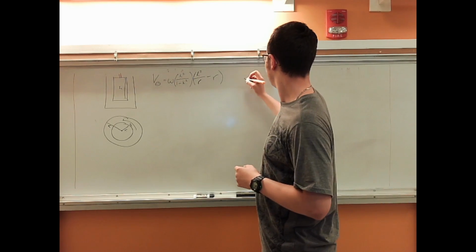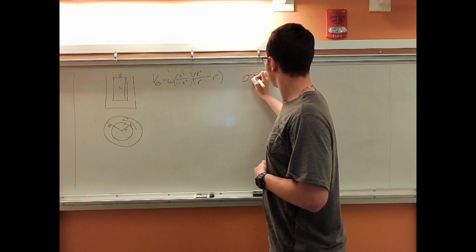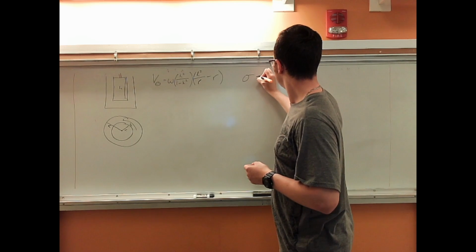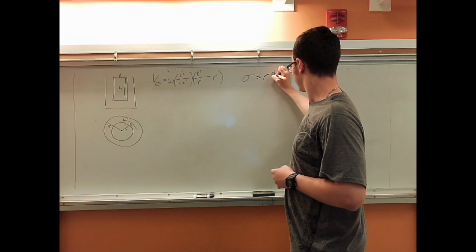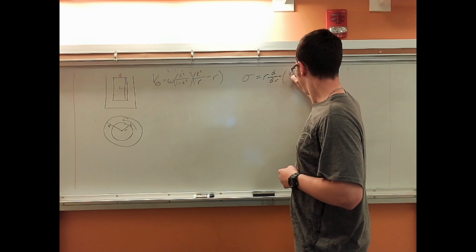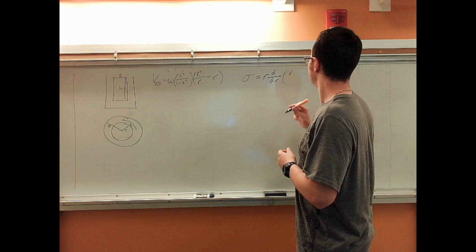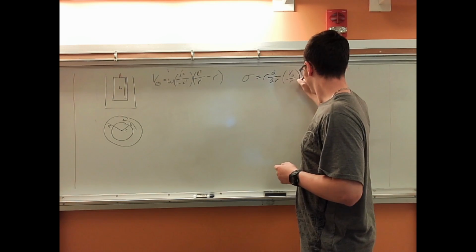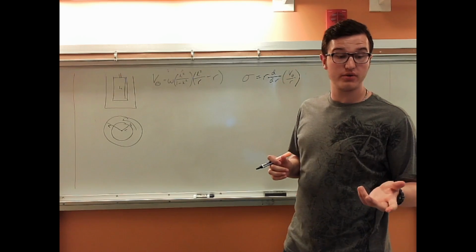I'm also going to write down sigma, where sigma is the shear rate in the cylindrical coordinates, is equal to some inner radius multiplied by the partial derivative of that angular velocity divided by some inner radius.